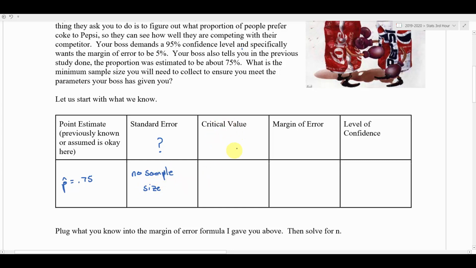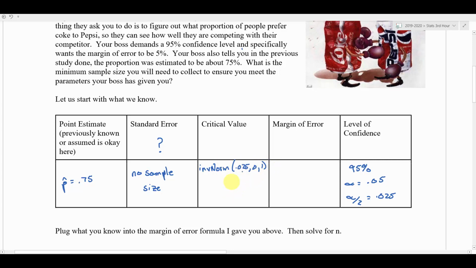All right, critical value. So we wanted a 95% confidence level. So I can go ahead and write that down over here. So we got a 95% level of confidence, which tells me that the alpha value is going to be 0.05, which means our alpha over 2 value is going to be 0.025. So this is the area that's going to be in those tails. So to figure out my critical value, I'm going to do an inverse norm with 0.025 comma 0 comma 1 to figure out what those boundary values are.